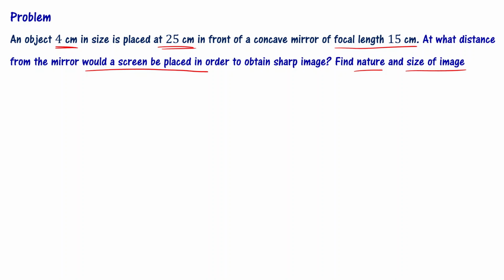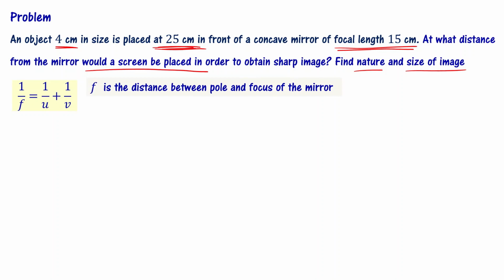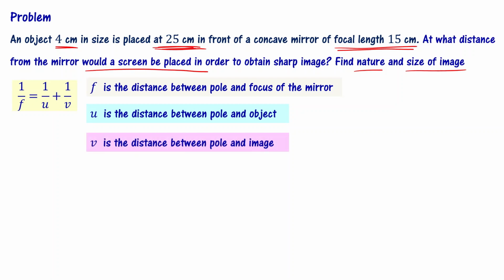Looking at the mirror specification, the mirror focal length is given as 15 centimeters. The object is placed at 25 centimeters in front of the concave mirror, right? To solve this problem, we have to use the mirror formula. So the mirror formula says that 1 by f equals 1 by u plus 1 by v, right? f is the distance between the pole and focus of the mirror. u is the distance between the pole and object. v is the distance between pole and image. We are asked to find v.